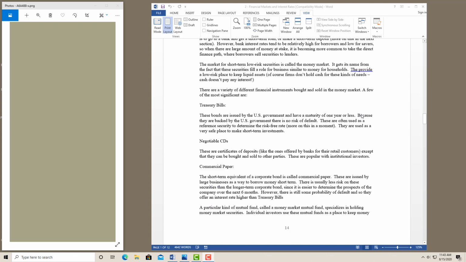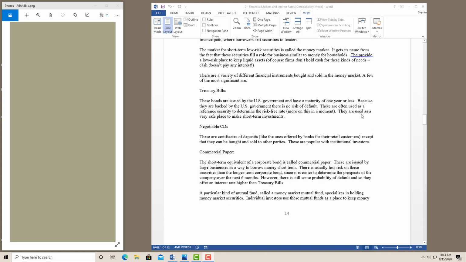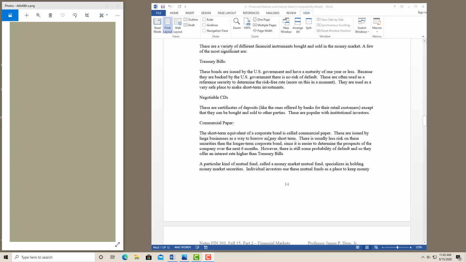We have different examples of securities in the money market: treasury bills, negotiable CDs. Treasury bills are bonds issued by the US government with a maturity of 1 year or less. Negotiable CDs are certificates of deposit, like you might see if you went to a bank, but these can be bought and sold by investors. Commercial paper is just a funny name for a kind of corporate bond. We'll look a lot at corporate bonds when we do bond pricing, but some bonds are very short term. The company intends to repay them in a year or less, and we call those bonds commercial paper.